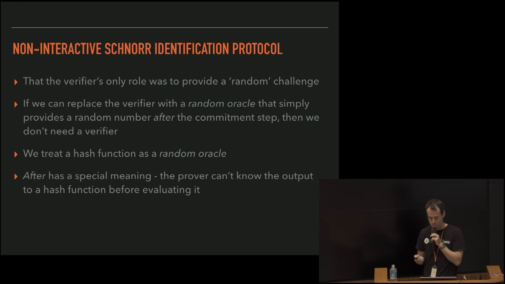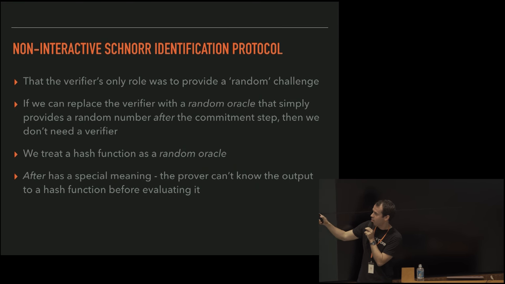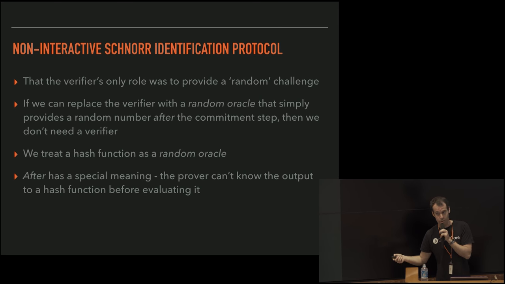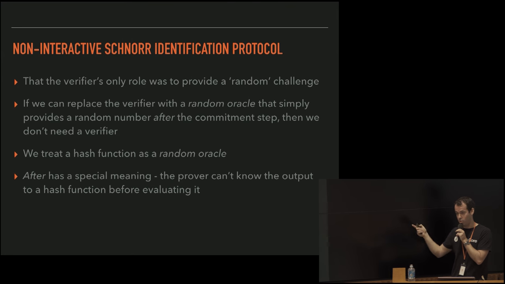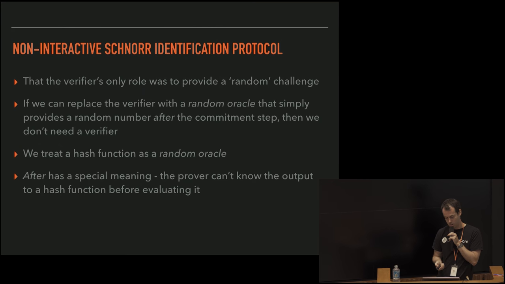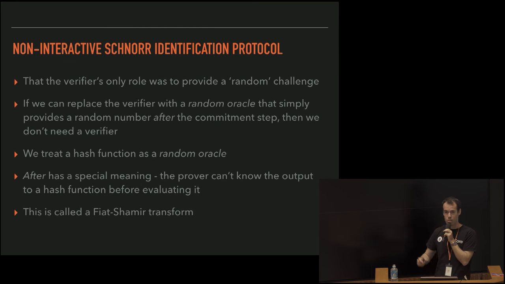It will give us a random output. And here the word "after" is very important, right? After has a special meaning, and that is that the prover can't know the output of a hash function before they know the input. If they could do that, then they could cheat, just like colluding with the verifier. So after is sequentially after. And this change from an interactive to a non-interactive proof is called a Fiat-Shamir transform, after the people who created it.